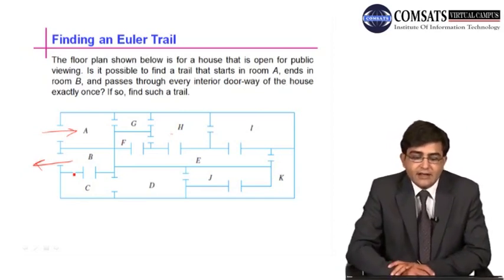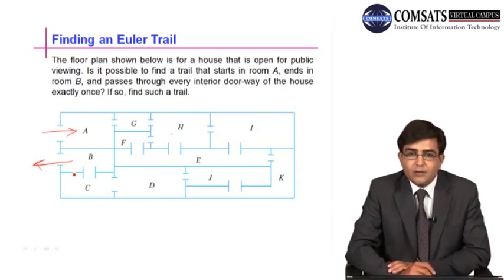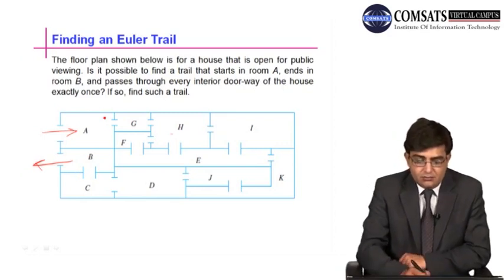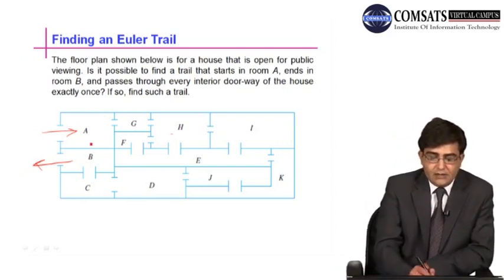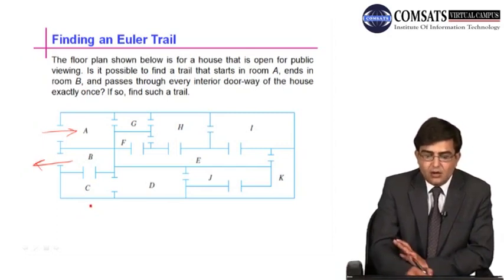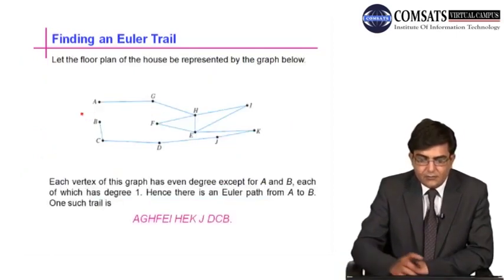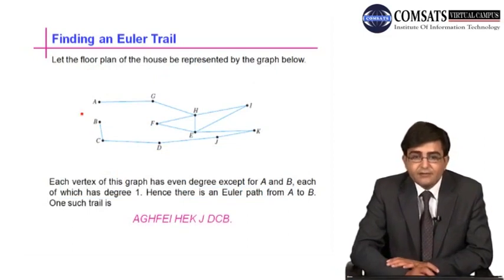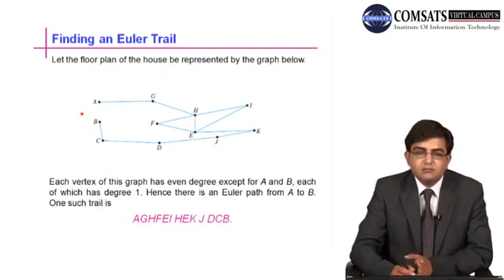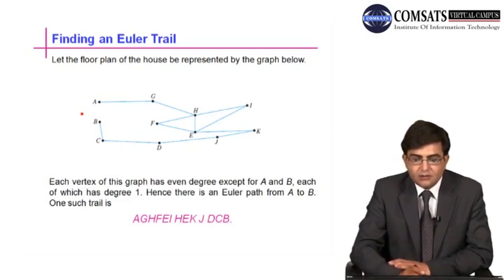So we have to find an Euler path in this. First of all, we simplify this floor plan, and we draw a graph which represents the ways of this whole plan. So this is basically the graph which represents all the possible entries and ways of the floor plan of that museum or a park.